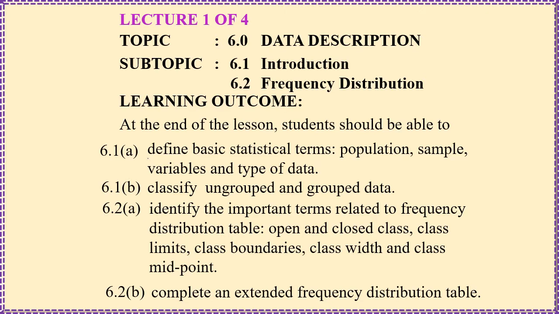Okay, so the learning outcome for this lesson, at the end of the lesson, students should be able to define the basic statistical terms, which is population, sample, variables, and type of data. And then for the second one, to classify ungroup and group data. And then 6.2a, identify important terms related to frequency distribution table. Okay, so we are going to have the term of open and closed class, and then class limits, class boundaries, class width, and class midpoint. And lastly, to complete an extended frequency distribution table.